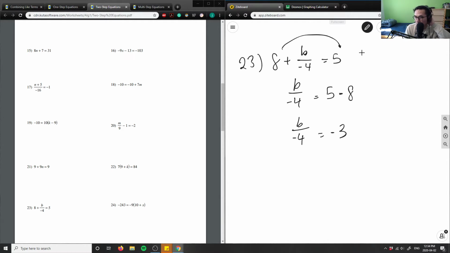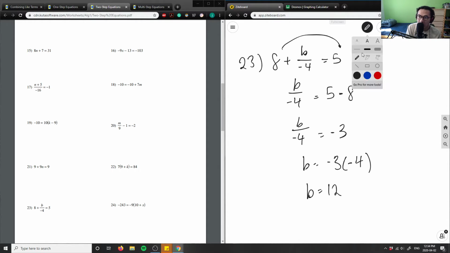And then I have to now isolate for this b, right? In order for me to do that, it's being divided by negative 4, so I have to multiply both sides by negative 4. So my left side just becomes b. And this negative 3, I'm going to have to multiply by negative 4, right? So negative 3 times negative 4, two negatives make a positive, so b equals 12 is my answer.